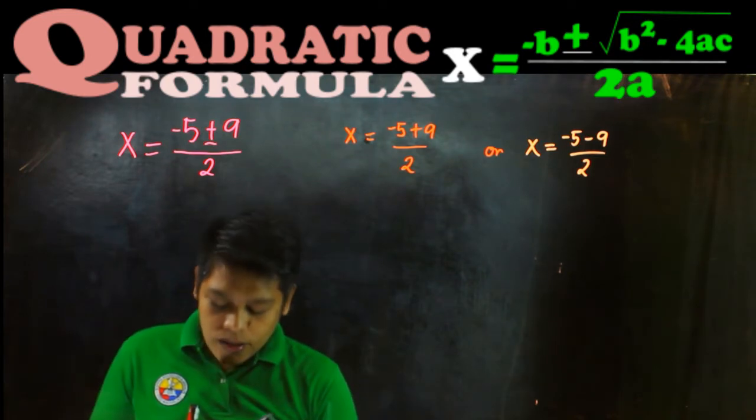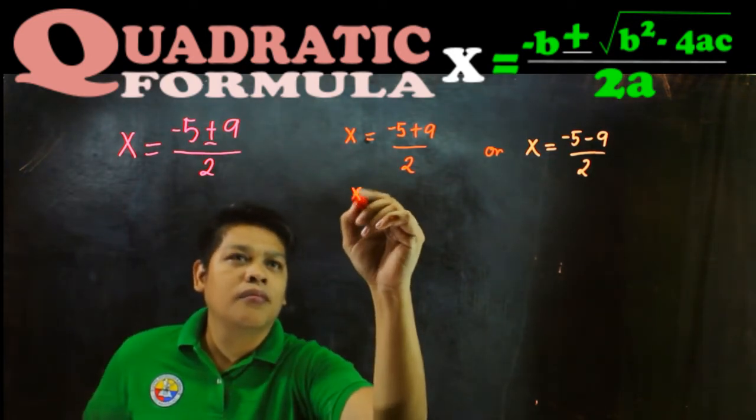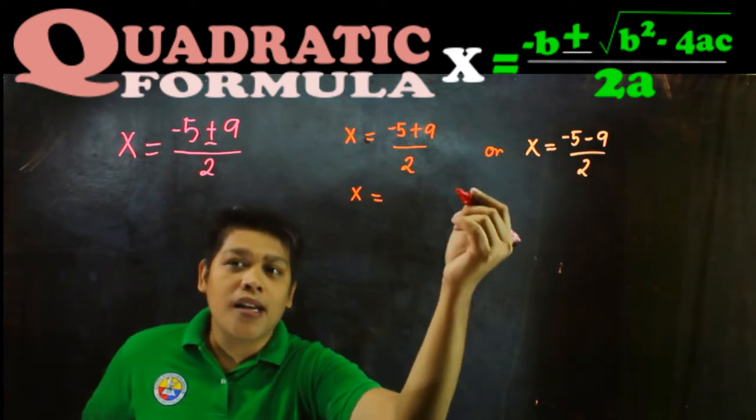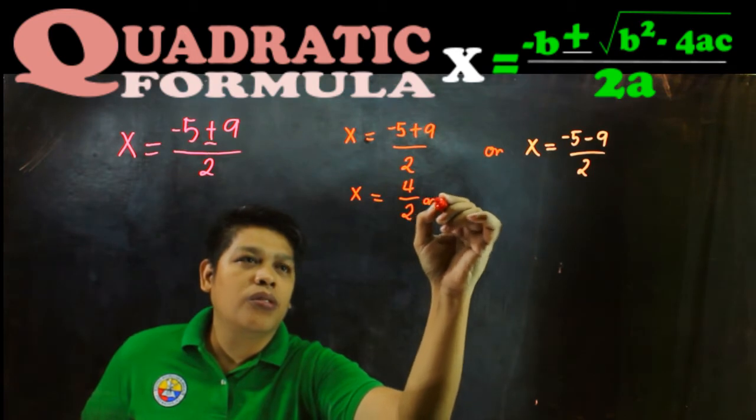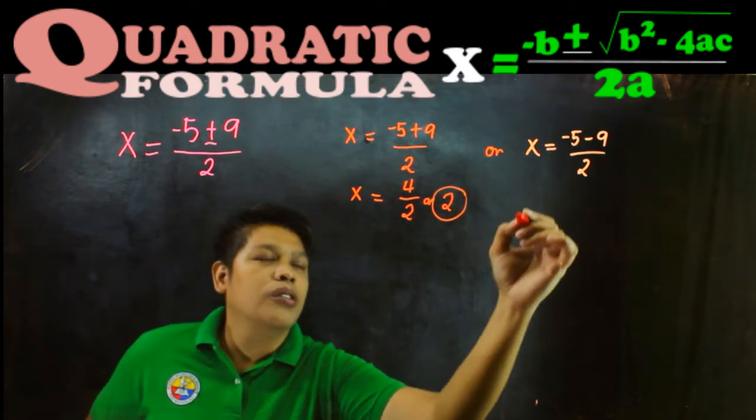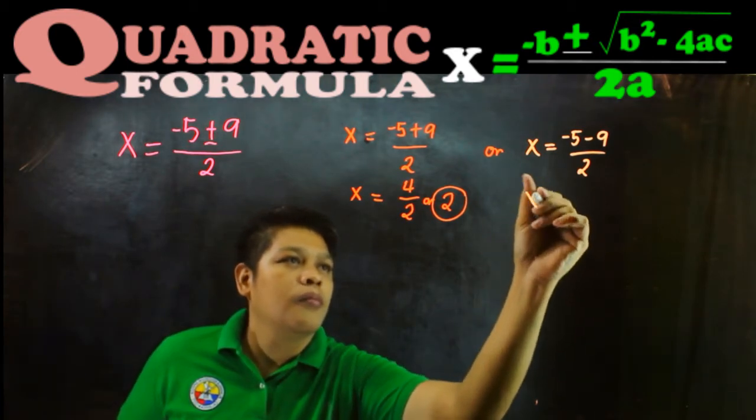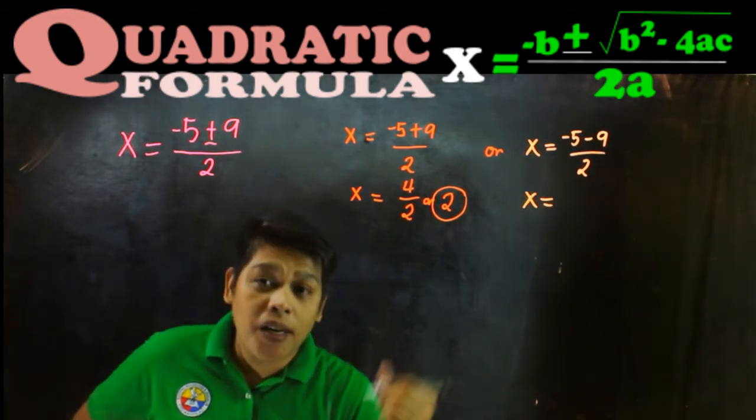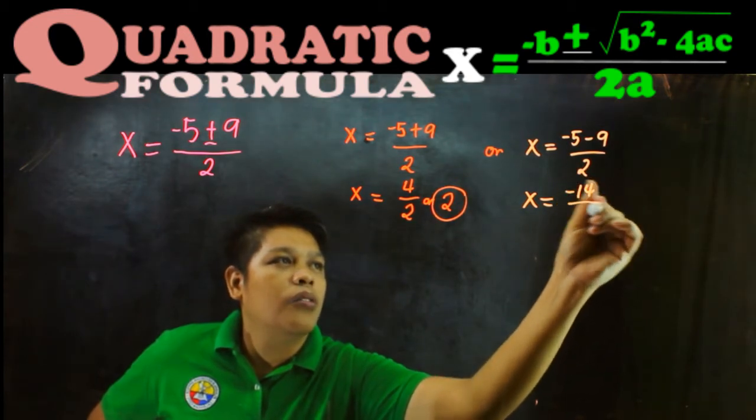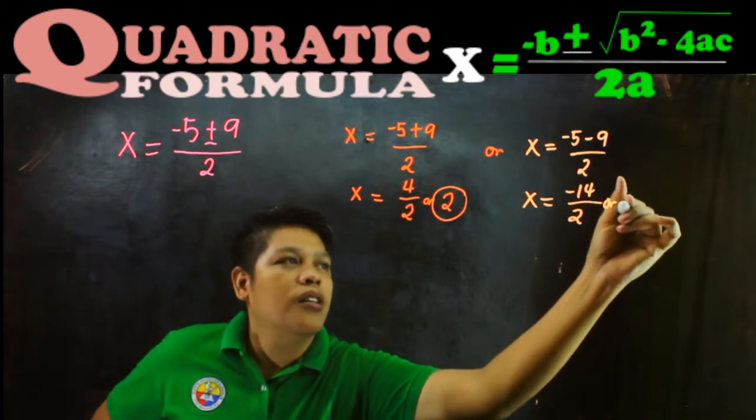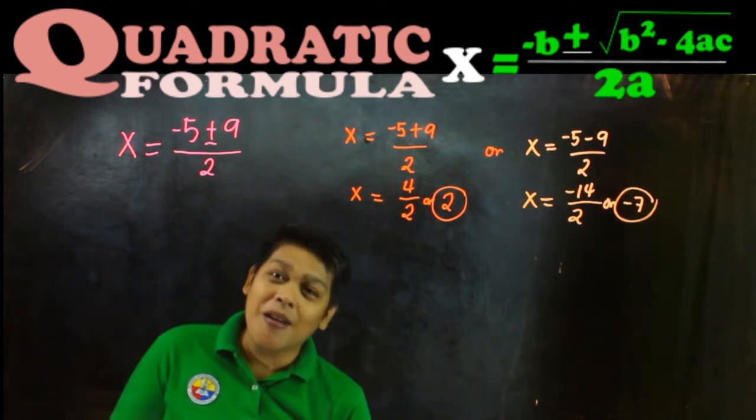So ang mangyayari dito, simplify lang. x equals negative 5 plus 9 is 4 over 2, or 2. Yung isa naman, x equals negative 5 plus negative 9 is negative 14 over 2, or negative 7. So ito yung dalawang x natin sa example number 1.